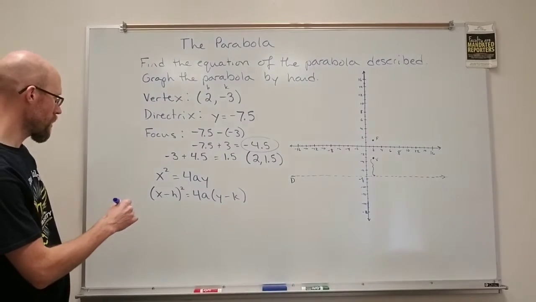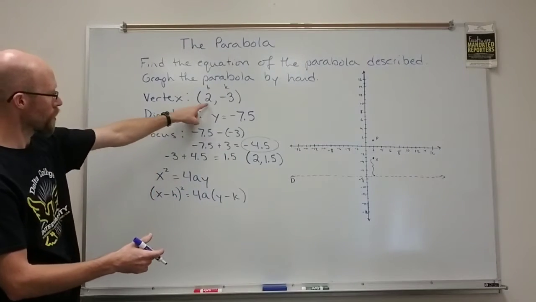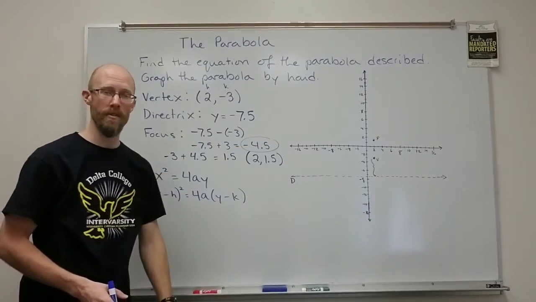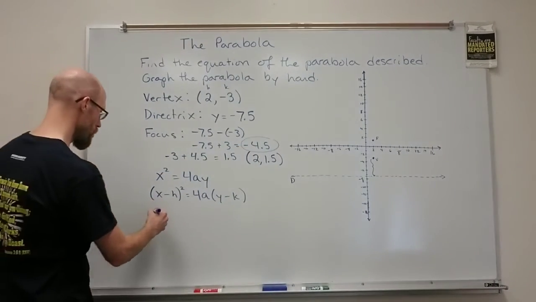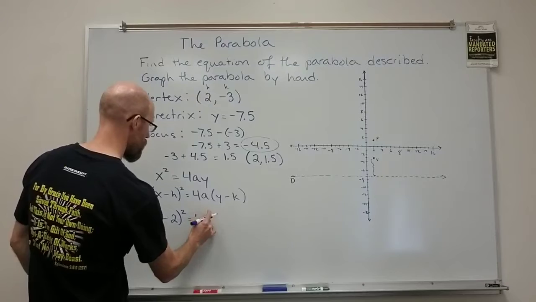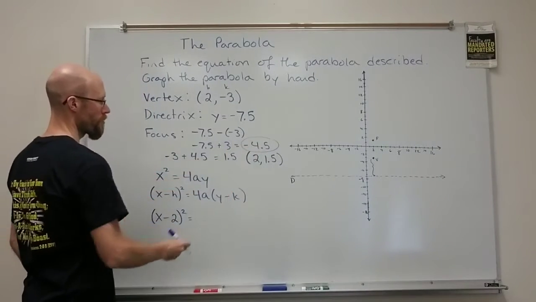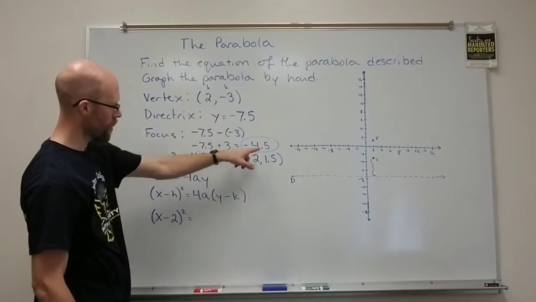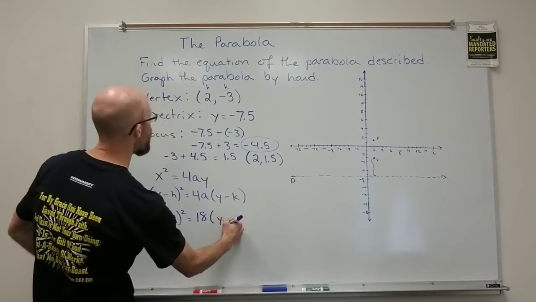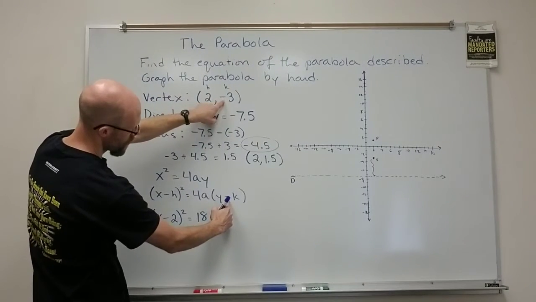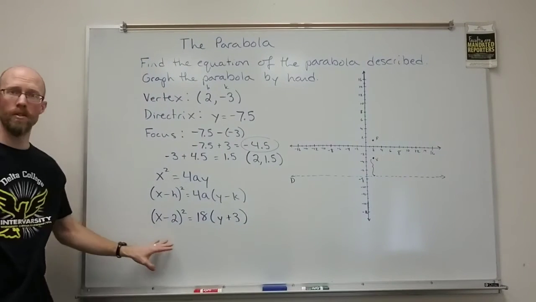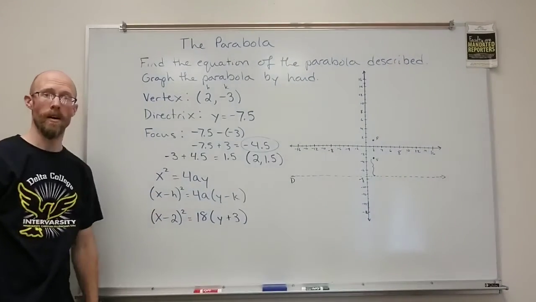Okay, and then finally, I just need to plug that stuff in. So I plug in the H is 2, the K is -3, and the A is 4.5, and that should give me the full equation. So it's (x minus 2) squared equals 4 times 4.5. 4 times 4 is 16, 4 times a half is 2, 16 and 2 is 18. So it'd be 18 times (y, now minus -3, double negative makes a +3).